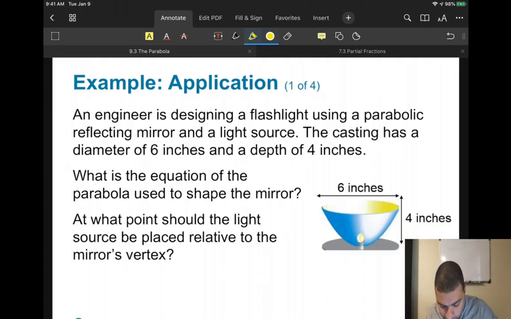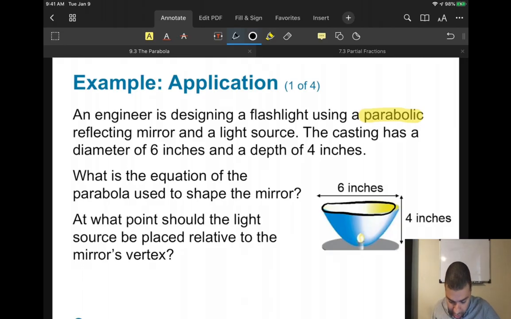So an engineer is designing a flashlight using a parabolic reflecting mirror and a light source. The casting has a diameter of 6 inches and a depth of 4 inches. So here you go. So we know that we have a parabolic mirror. So the shape of the mirror is a parabola. The casting, the shape, right, is 6 inches in diameter. So the diameter of the circle here is 6 inches, and the depth is 4 inches, exactly how the picture indicates. So what is the equation of the parabola used to shape the mirror? And at what point should the light source be placed relative to the mirror's vertex?